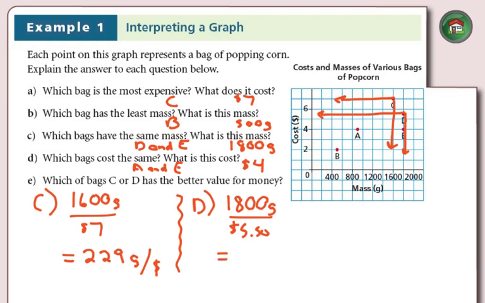Now, without even doing the calculation, if you think about it, we get more popcorn in bag D for less cost, so D should be the better value for money. When we do the calculation, we actually get 327 grams per dollar. So then looking at this, because of the units being grams per dollar, we want a higher value, so D is the better value for the money.